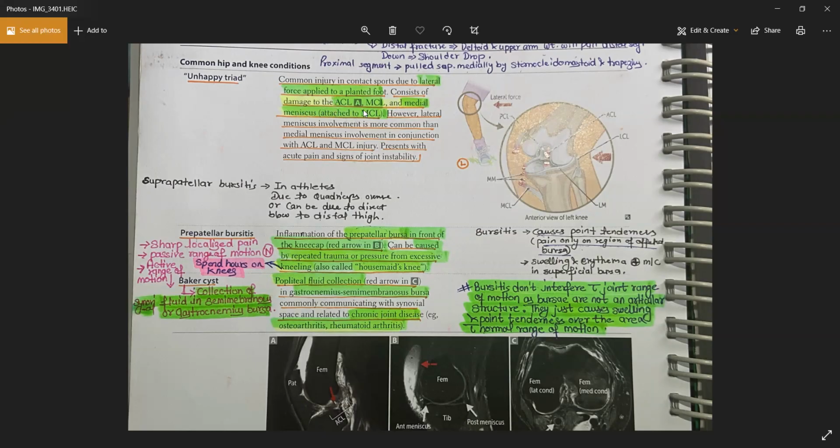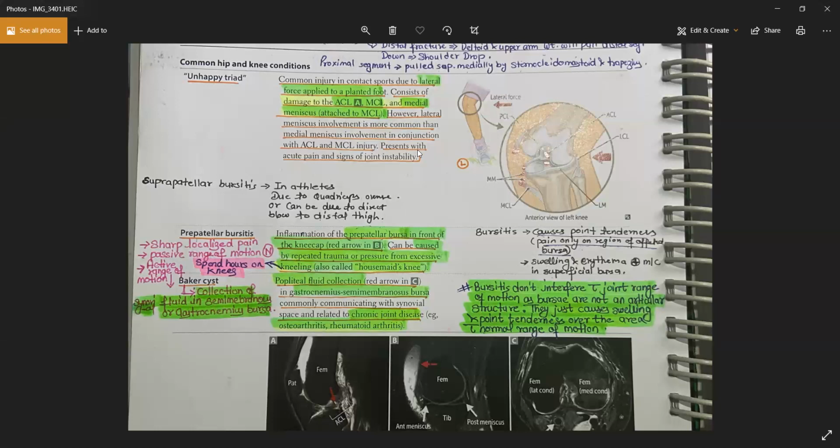Very important: the First Aid book again says that lateral meniscus involvement is much more common than medial meniscus involvement in conjunction with ACL and MCL injury. In normal scenarios, if I have an ACL or MCL injury, then most commonly I could damage my lateral meniscus. But in case of this valgus force, when I have the unhappy triad, I have damage to my MCL, ACL, and the medial meniscus. Generally, if I'm not having this type of force impact, along with the MCL or ACL injury, I generally have a lateral meniscus tear. Is that okay?